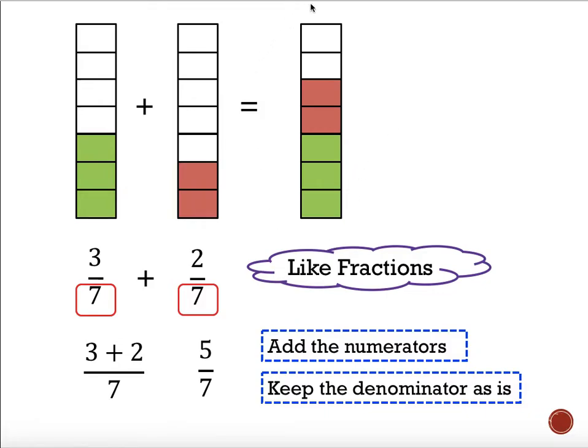Now this is how the 5/7 is represented. I have 7 equal parts out of which 5 parts have been selected, which is these 5 parts. Okay. So when I have like fractions, I can add the numerators, keep the denominator as is and not add the denominators.